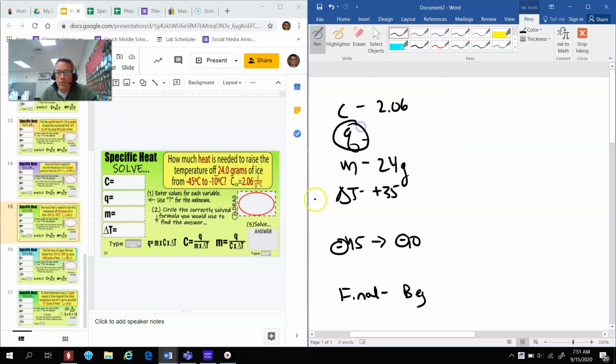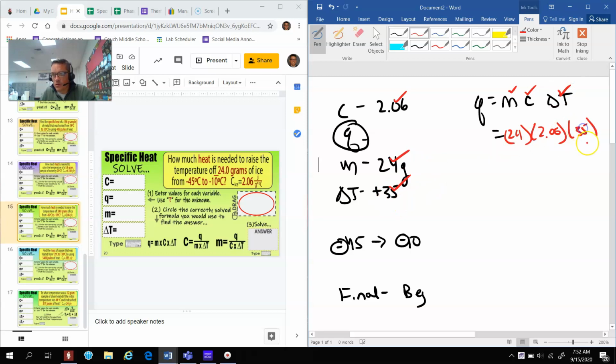All right, so we're solving for Q. That's our basic formula. So all that we need to do is multiply our three values together. So where's M? It's 24. C is 2.06. Delta T is 35. So 24 times 2.06 times 35. We get a value of 1730.4 joules.